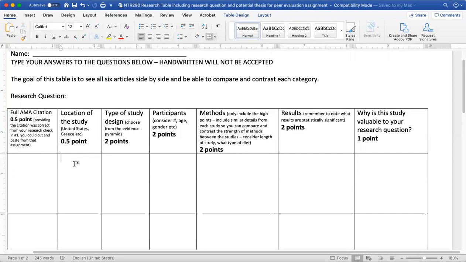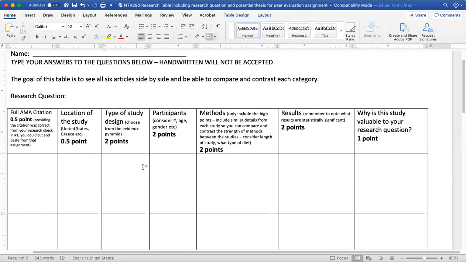Column 2, the location of the study. So consider that, like if you're looking at the Mediterranean diet, you might have noted that the study was done in Italy or Greece or somewhere like that. So that's what we're looking at for the location, because in Europe, they eat much differently than they do in the US, obviously.